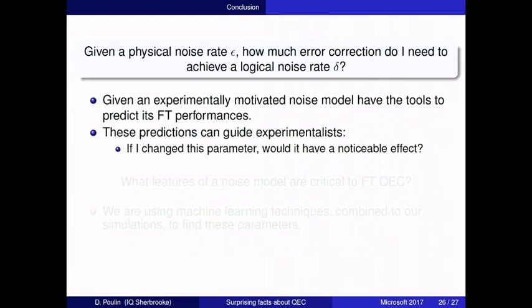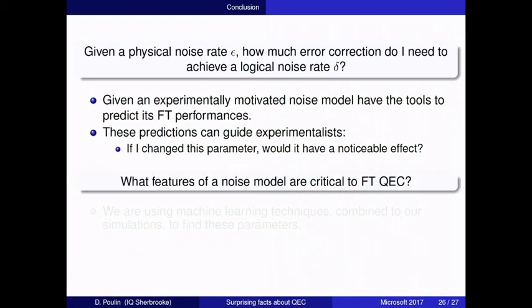But I can use the simulation tool and say, you know what? If you improve that T2, it's not going to help you. What's really killing you is this off-diagonal matrix element in your process matrix. That's what you should be spending your grad student trying to improve, right? So I can use these tools to give guidelines to experimentalists.